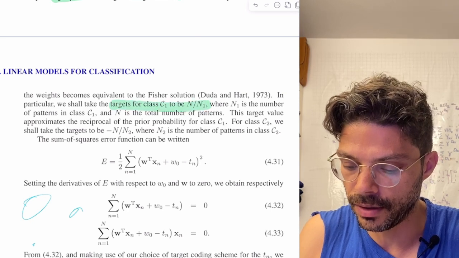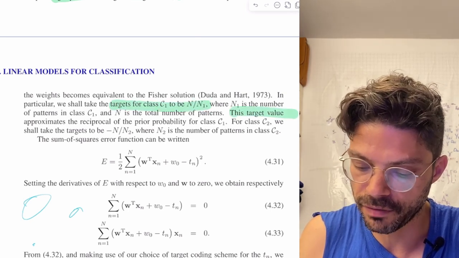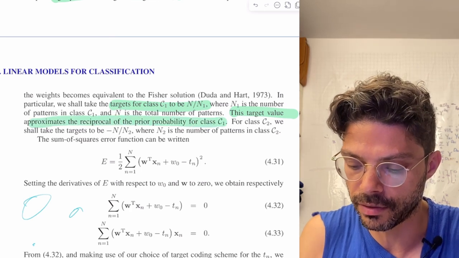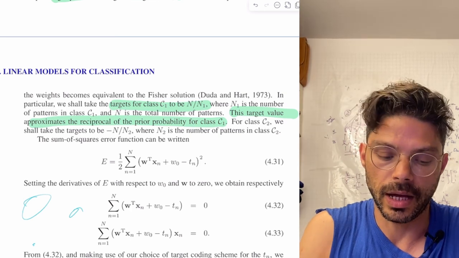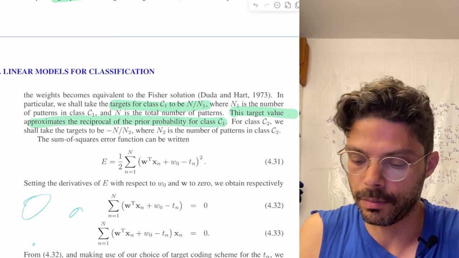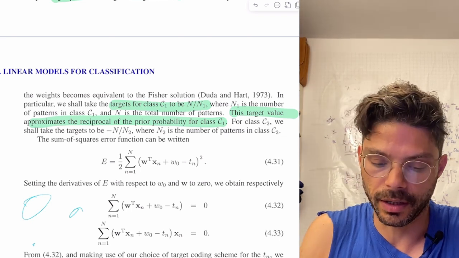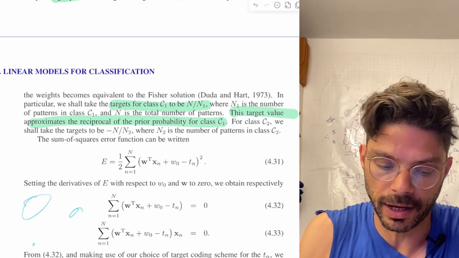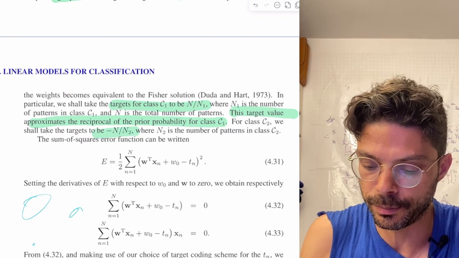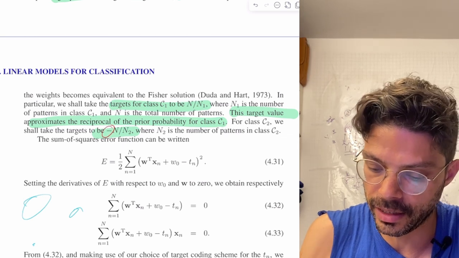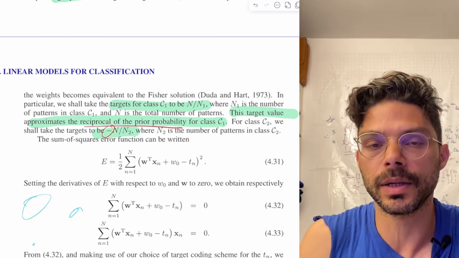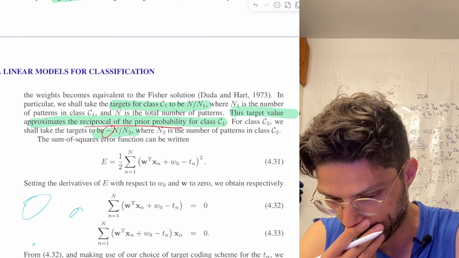So the key thing, let's highlight a few things. The target value approximates the reciprocal of the prior probability, right? The prior probability will be N1 over N, and we're taking it to be the inverse of that. We do the same thing for the other class, but with a negative label on it. So this is a negative reciprocal of the prior probability.